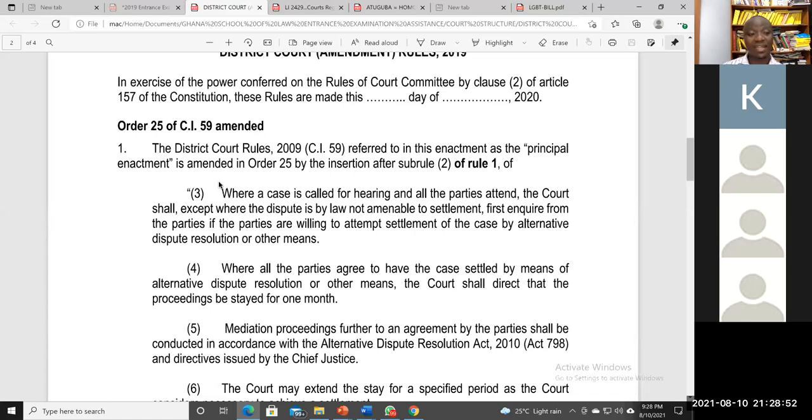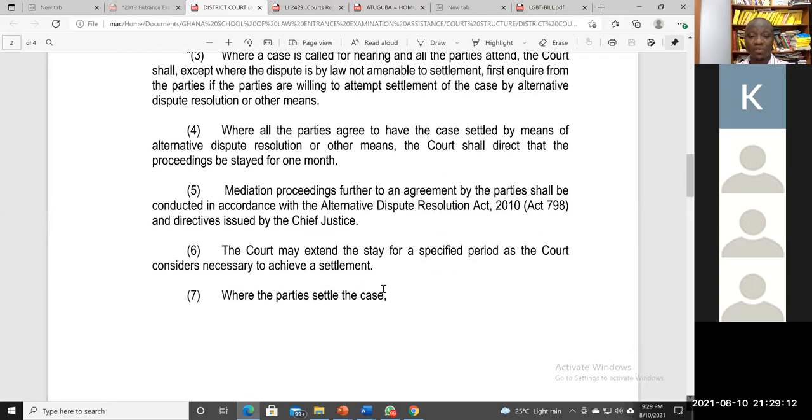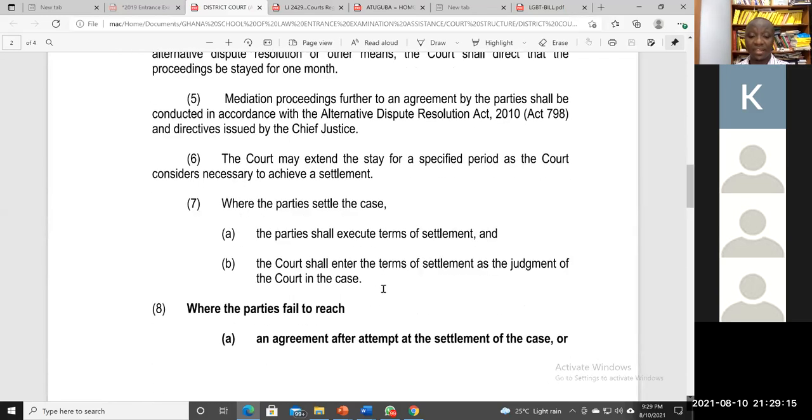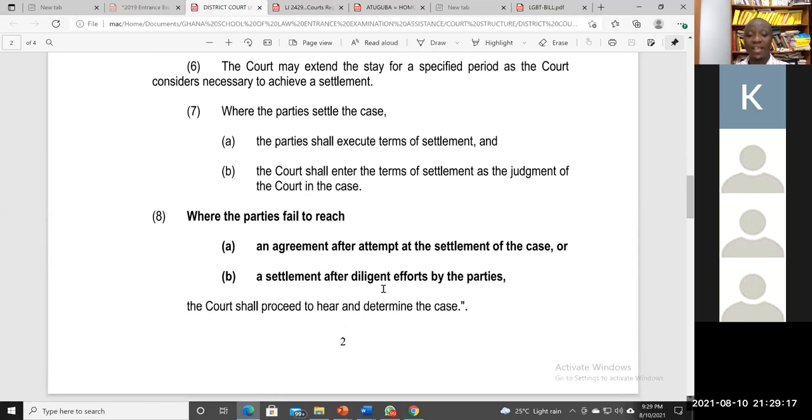And usually you start from a mediation and all that. I think that is what is important for us to know. And if the parties agree that they would like that to be done, then maximum 1 month, they are supposed to finish hearing the matter. But of course, where the parties fail to reach an agreement, then the court will go through the traditional method and take evidence and all that.